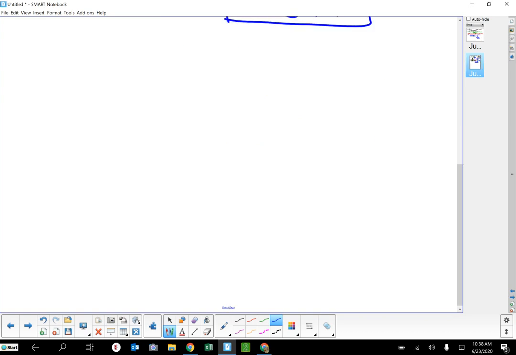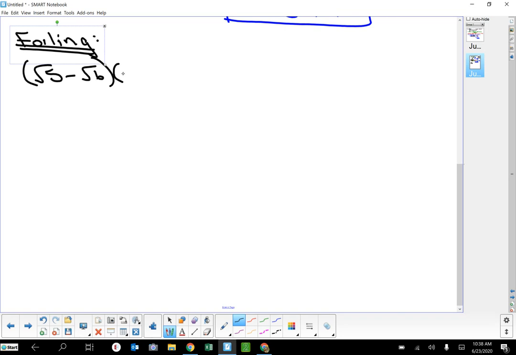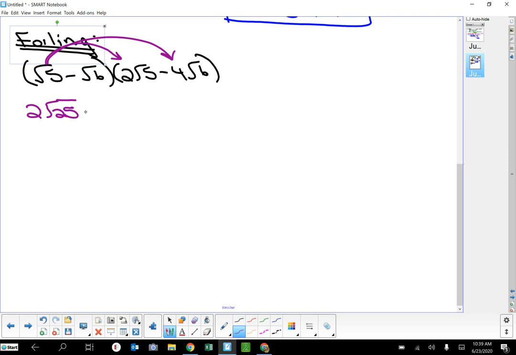This is a foiling problem, or double distribution, whichever you want to think of that as. So if we have rad 5 minus rad 6 in a set of parens times 2 rad 5 minus 4 rad 6, now we're just going to FOIL, just like you did when they were whole numbers, except now they're radicals. So 2 rad 5 times 2 rad 5 is 2 rad 25. And then rad 5 times negative 4 rad 6 is negative 4 rad 30.